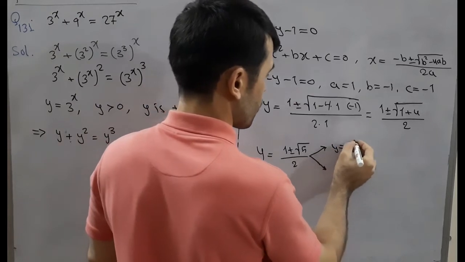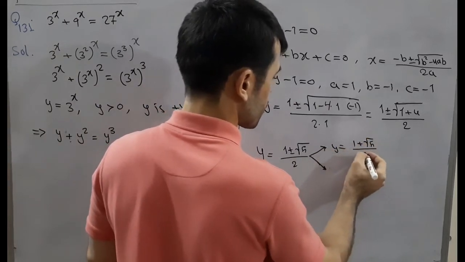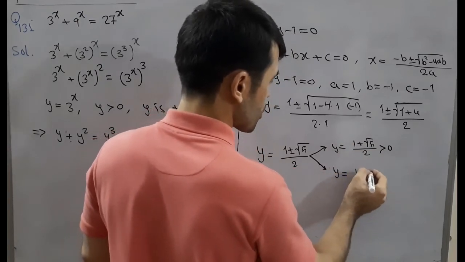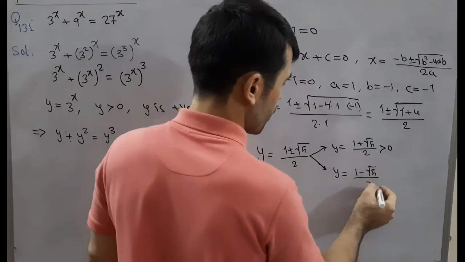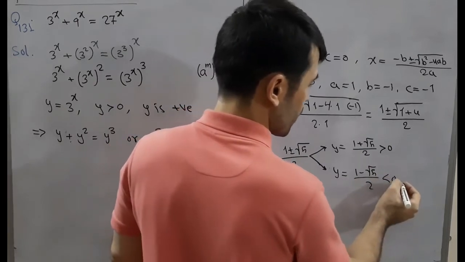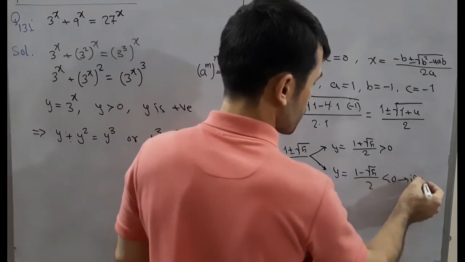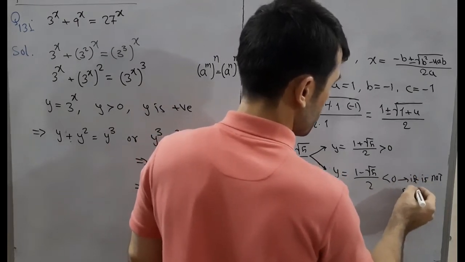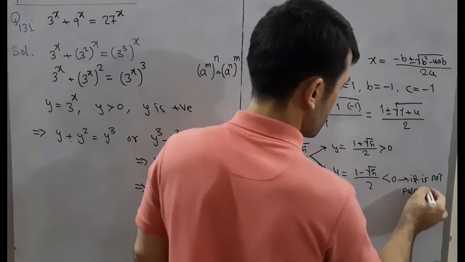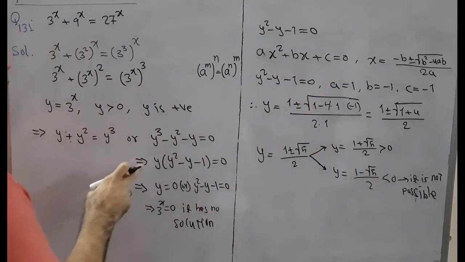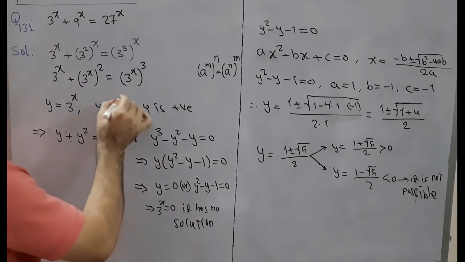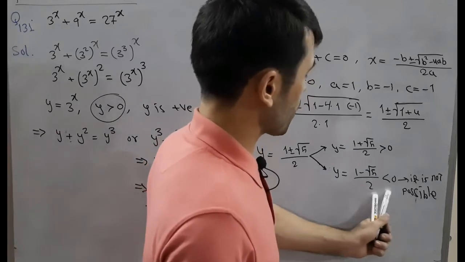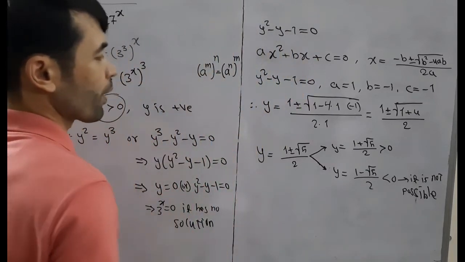y is equal to (1 plus square root of 5) divided by 2, which is greater than 0. y is equal to (1 minus square root of 5) divided by 2, which is less than 0. So it is not possible. Why? Because here we say that y is greater than 0, so the value of y cannot be less than 0.